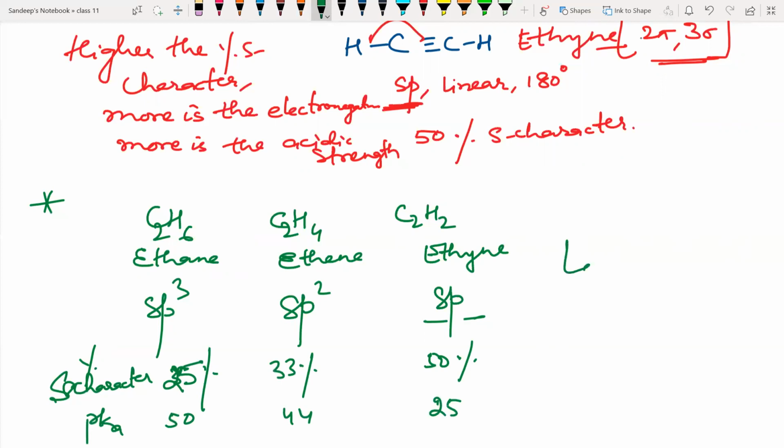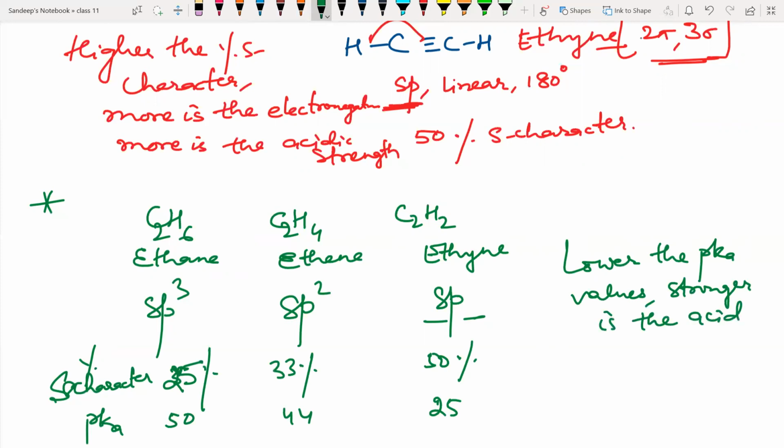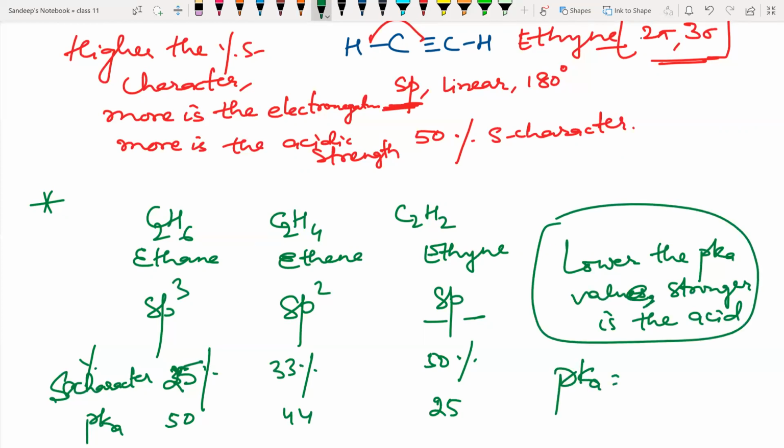Remember, the lower the pKa value, the stronger the acid. pKa you have read in ionic equilibrium, it is equal to minus log Ka. So the higher the Ka, the stronger the acid, the lower the pKa, the stronger the acid. A small or lower pKa value means that the acid is very, very strong. So keep this in mind.